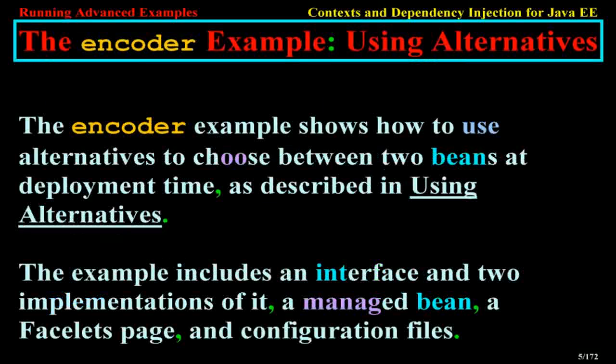The encoder example shows how to use alternatives to choose between two beans at deployment time, as described in Using Alternatives. The example includes an interface and two implementations of it, a managed bean, a Facelets page, and configuration files.